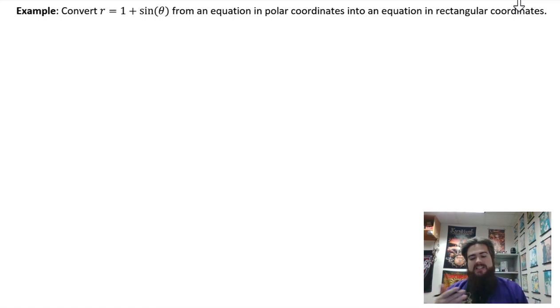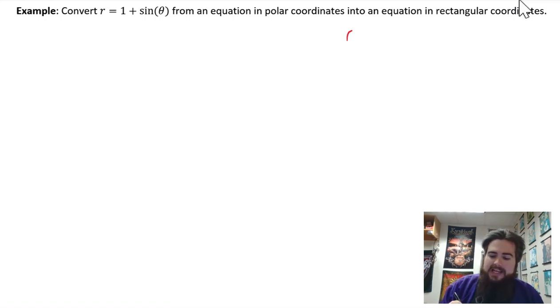Also, this example is going to demonstrate why we would not typically want to take equations that are well defined in the polar coordinate system and always convert them into Cartesian equations. There are some that are better left in one form than the other. This is going to be an example of that, and you will see why.